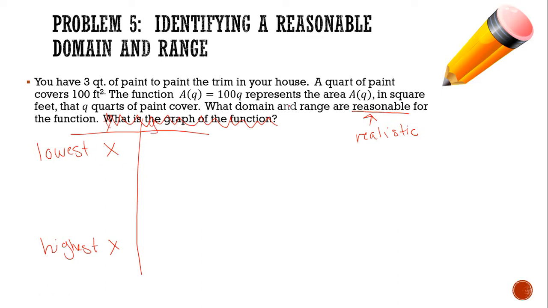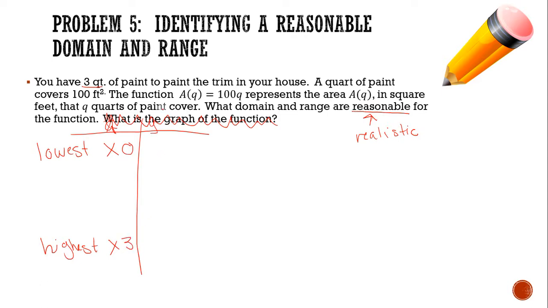So my x, or my q in this case, is the quarts of paint. So the least amount of quarts of paint I can use is 0, right? I just won't paint at all. So my lowest x is 0. Now my highest x, how much paint do I have to use? I have 3 quarts of paint. I don't have 4 quarts, I have 3 quarts. So the highest amount I can use is 3.